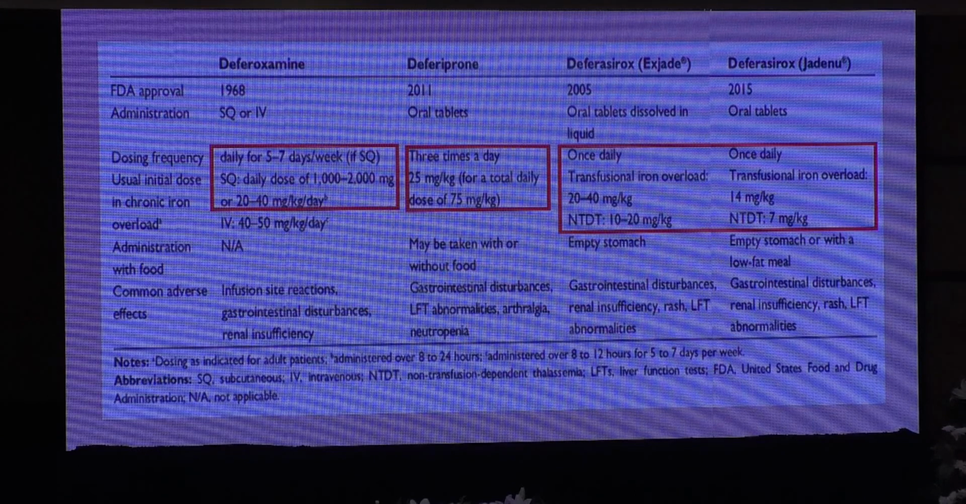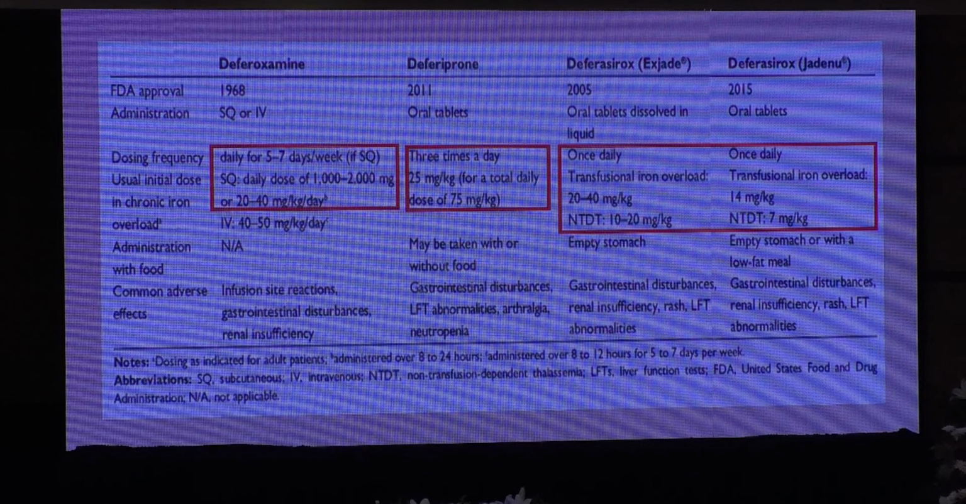The box is highlighting the dose frequency, the initial dose, and in case of chronic iron overload, how we can use it. The last approved one is the deferasirox JNU. We have different doses in case of non-transfusion dependent and transfusion dependent thalassemia. This is the chelator we are using for our patients in the clinical hematology clinic.